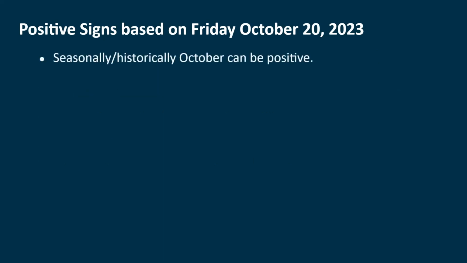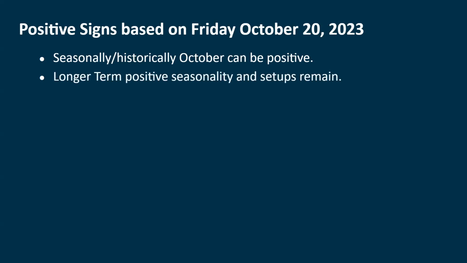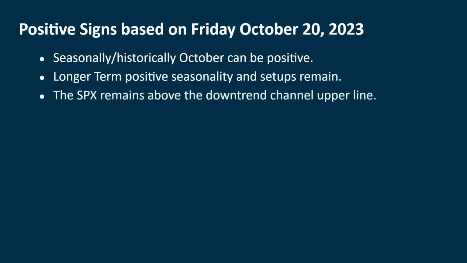The positive longer-term signs that we're seeing seasonally and historically, when we look at those longer-term charts and at what happens historically, this can be positive for October, and then it tends to be positive going into the end of the year. We just have to work through this time right now. But there's no guarantee that things are actually going to get better. We don't know what else is laying on the horizon. The long-term seasonality and those setups are still there for right now. The S&P is still above the downtrend channel upper line. I'll show that in the deep dive video.